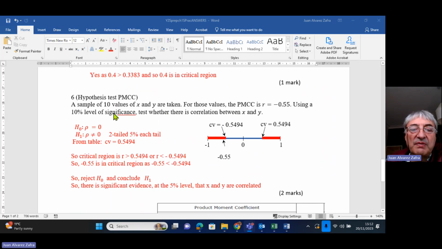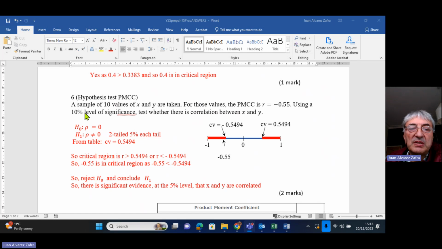Question 6. A sample of 10 values of X and Y are taken. For those values, the PMCC is minus 0.55. Using a 10% significance level, test whether there is correlation between X and Y. We're not testing for positive or negative, so this could be a two-tailed test. As usual, the null hypothesis is that they're uncorrelated. The alternative hypothesis is that they are correlated, not just positive or negative, but either. So it's a two-tailed test.